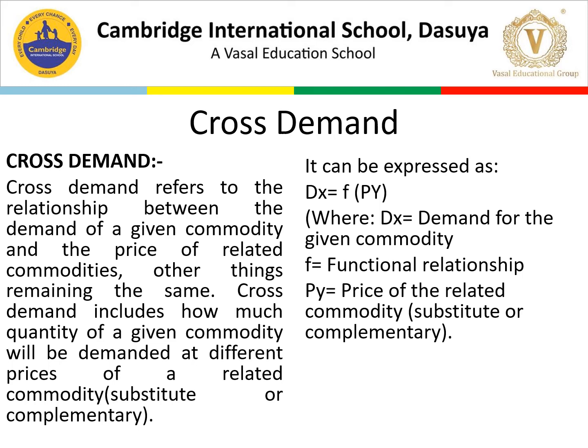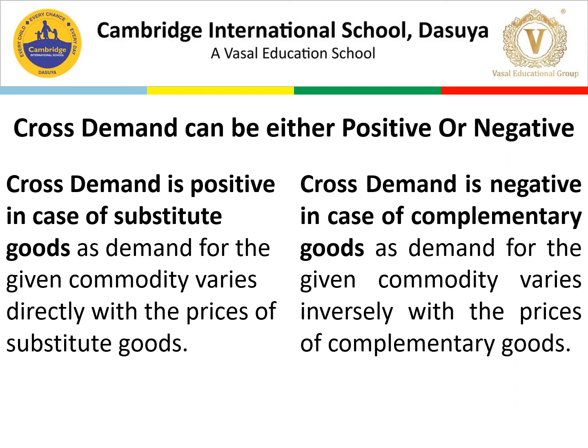Yes. So let's move on. Cross demand can be either positive or negative. There are two concepts related to cross demand. If it is positive, what happens in that case? Cross demand is positive in the case of substitute goods, when we use one commodity in place of the other. The demand for the given commodity varies directly with the price of substitute goods. So if the price of Pepsi increases, obviously the demand for Coke increases, so it will have a positive impact.